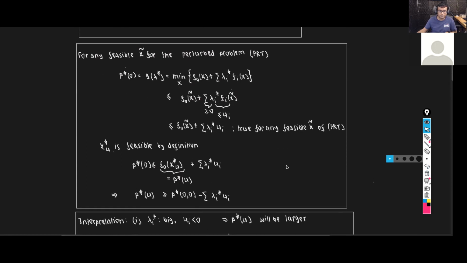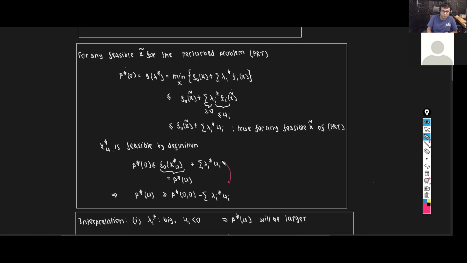Okay, so now, because x star u, which is the optimal solution of the perturbed problem, has to be feasible by definition, in this inequality I could just consider x star u, and the previous statement would still be true. So this is what I am doing: I am setting x tilde to x star u. And when I do that, I get p star 0 is less than or equal to f naught of x star u, which is actually p star u, plus the sum of lambda_i star times u_i.